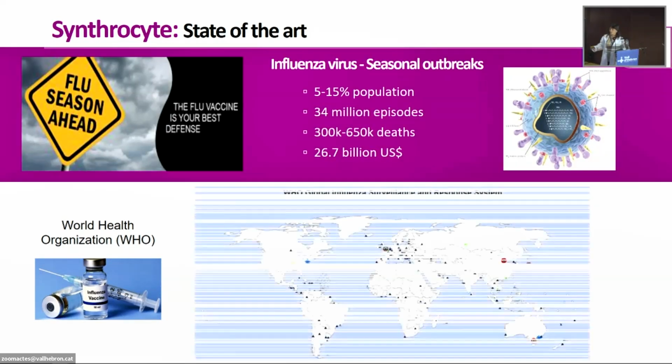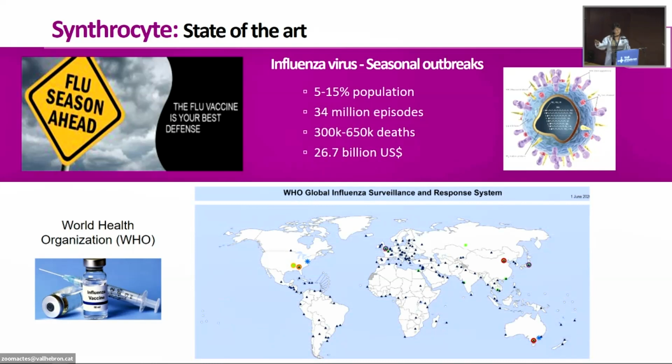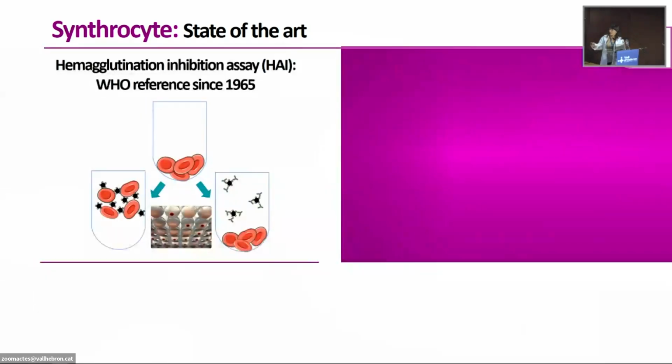What you may not know is that the information needed to produce this vaccine is obtained by a global network of 150 laboratories from all over the world. And they are continuously studying, under the supervision of the WHO, which viruses circulate in the planet. And believe it or not, the technique most widely used for this is the hemagglutination inhibition assay, a classical method that has been a WHO reference since the 1960s, last century.